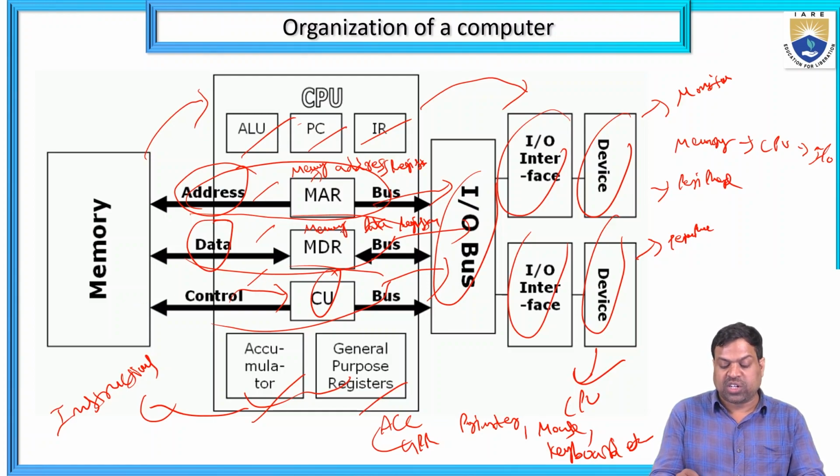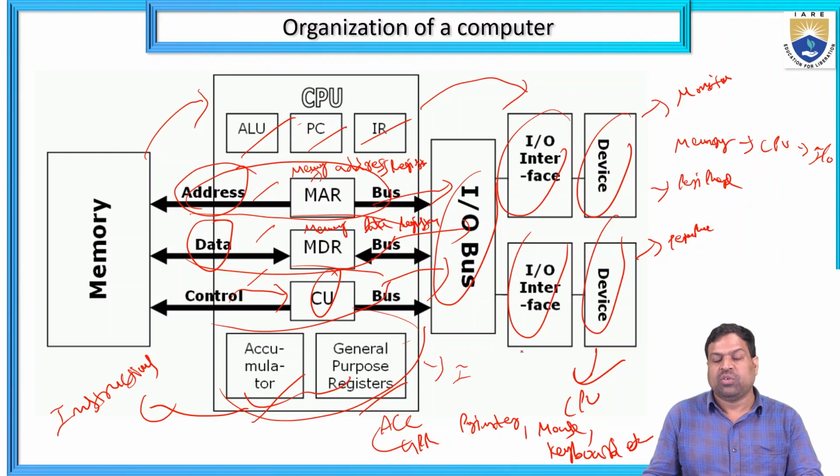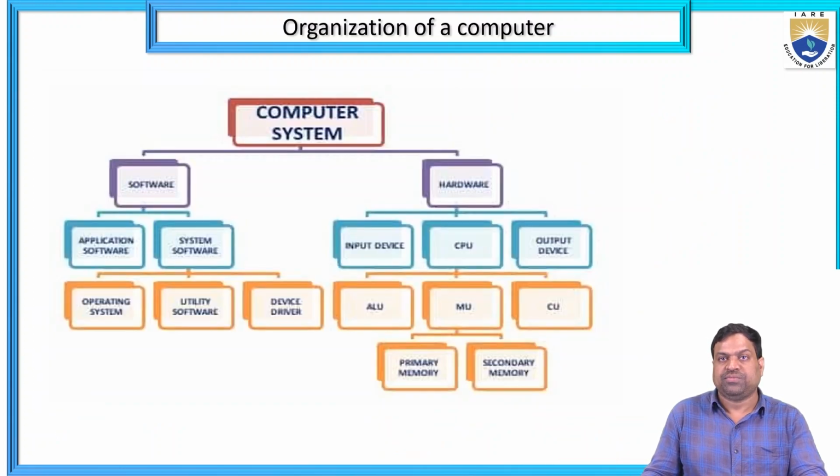Okay, this memory is connected to MAR, MDR, and CU: memory address register, memory data register, and control unit. It is connected to the bus, the input output bus. So input output interfacing is connected externally to devices. Accumulator and general purpose registers are used for the instructions. Okay, instructions operate on the CPU or program.